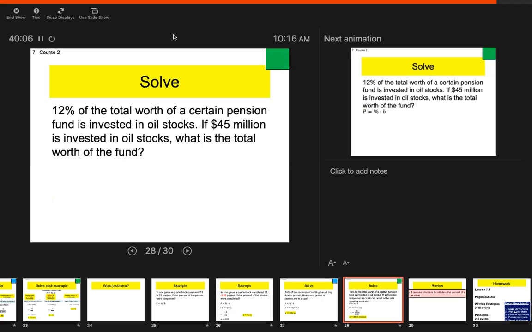All right, one last one. It says 12% of the total worth of a certain pension fund is invested in oil stocks. If 45 million is invested in oil stock, what is the total worth of the fund? Notice, do we have an of? We do, but there's no numbers next to it. We do have an is. There is a number next to the word is, and we have a percent. So clearly the percent's the easy one. The question is, pun intended, 45 is. And this is in millions, right?